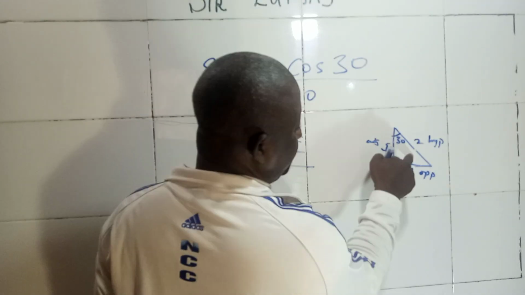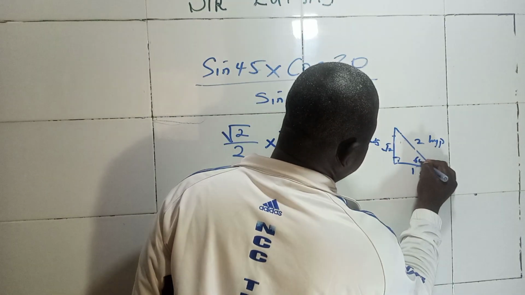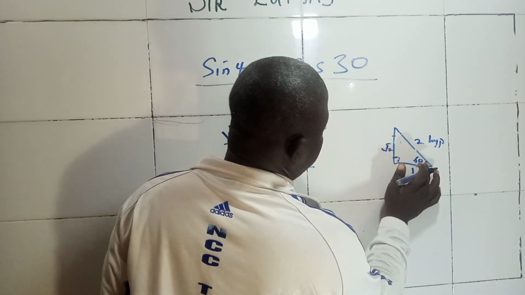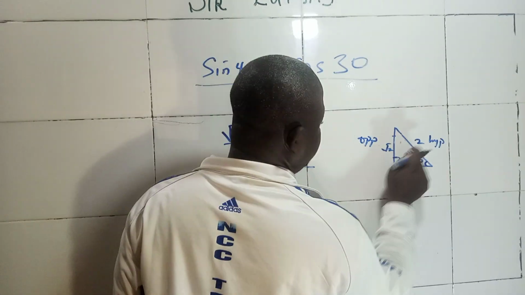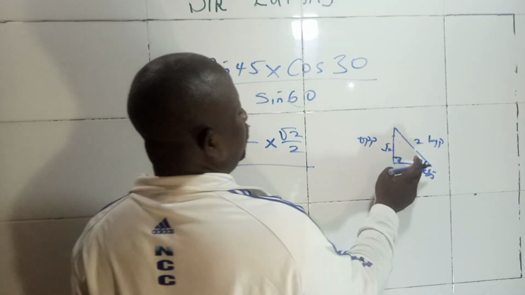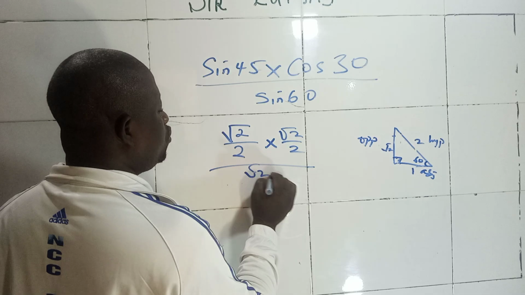Now sine 60, from here, you rub off this and put 60 here. So the thing will just change. This one will now be opposite. This one will still remain as hypotenuse because the box is facing here. And this is now the adjacent. So sine 60 is now opposite all over hypotenuse. That's root 3 all over 2.